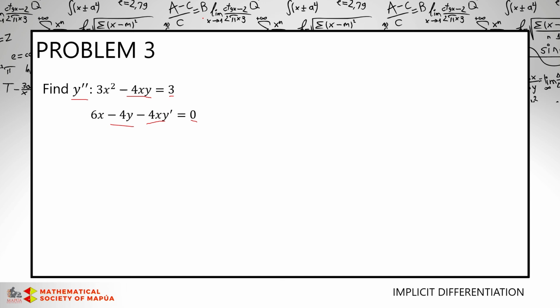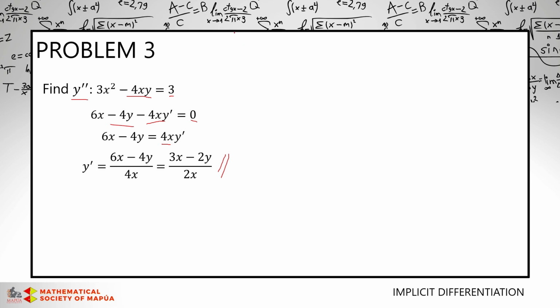So, we just need to put lahat ng may y prime sa isang side. Okay? Which is yung negative 4xy prime lang. Nilipat natin siya. It became 4xy prime. Now, we need to divide both sides by 4x so we can get y prime. So, we get 6x minus 4y over 4x, but we can divide it by 2 pa para ma-simplify. So, we have 3x minus 2y over 2x. Now that we have our first derivative, we just need to differentiate it again. So, kung mapapansin nyo, normal differentiation na lang siya, hindi na siya implicit.